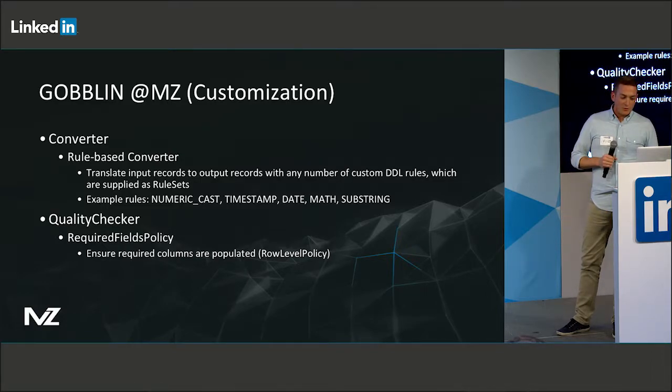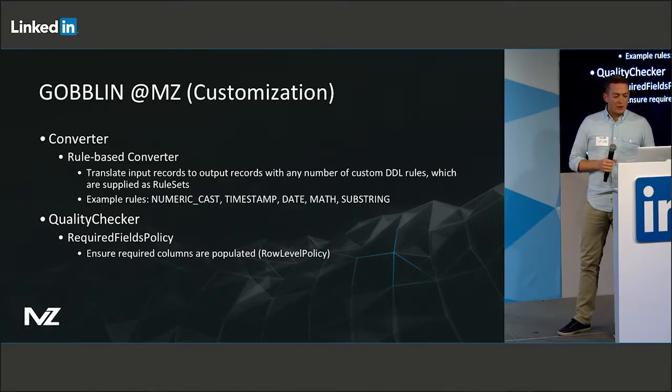Yeah, one of the biggest changes or features that we implemented was a rule-based converter. It basically takes an input record and any number of custom rules. They're defined by a rule set. Those rules are then read in, parsed, and then applied on the input record to populate the output record. Some examples are numeric cast, timestamp, date math, and substring. These are all things that are required when you're dealing with so many different types of data sources. Normalizing them required us to be pretty flexible, so that's why we implemented this.